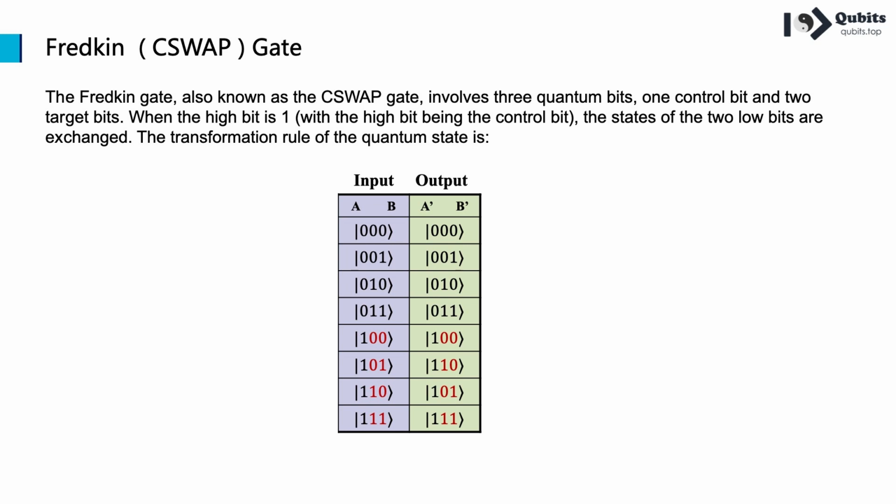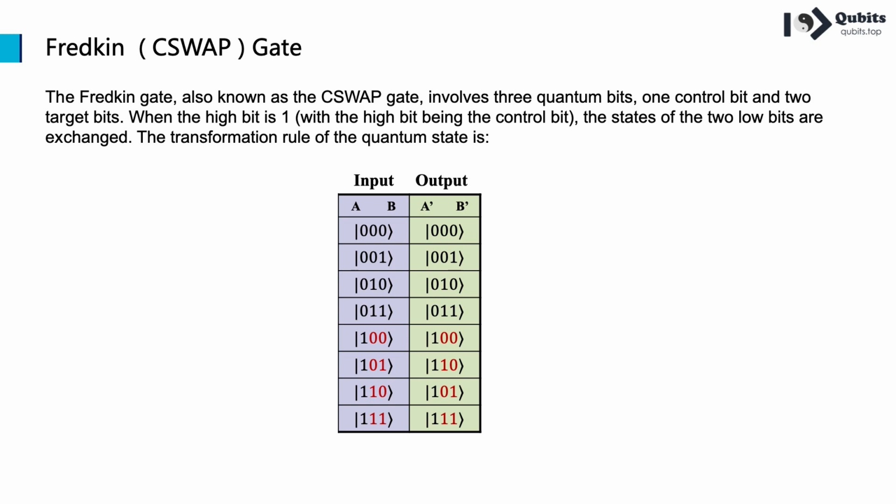From the truth table, it can be seen that if the control qubit is in the state ket 0, the states of the 2 target qubits remain unchanged. However, if the control qubit is in the state ket 1, the states of the 2 target qubits are swapped. The Fredkin gate is sometimes called the controlled swap gate because it performs a swap operation on the 2 target qubits when the control qubit is in the state ket 1.